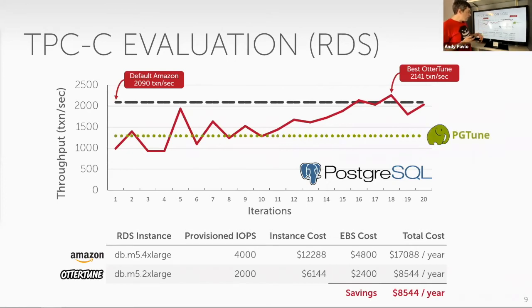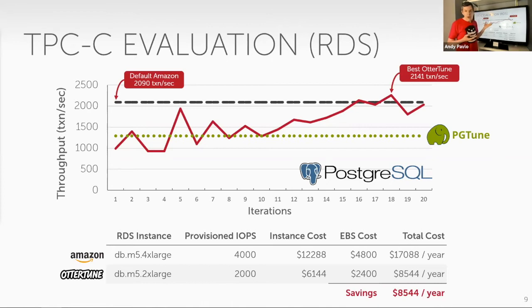So this line here represents what PGTune gives you when you run it on the same instance and provisioned IOPS as OtterTune handled. So even in this case, because we're tuning it specifically for the application that's running on it, we can beat what PGTune can do. Although PGTune does beat the default that Amazon gives you.